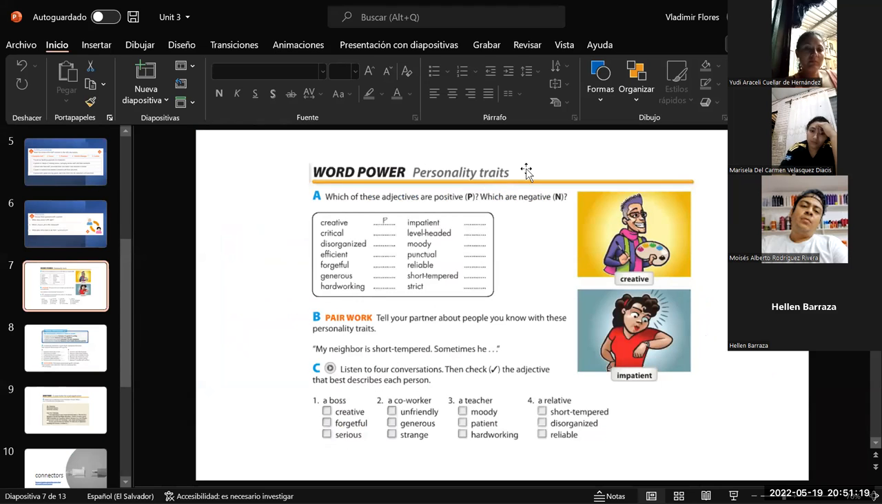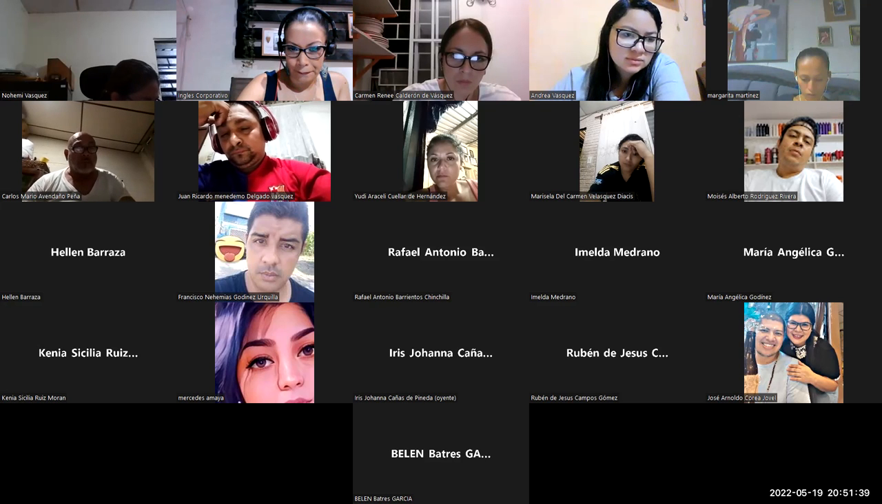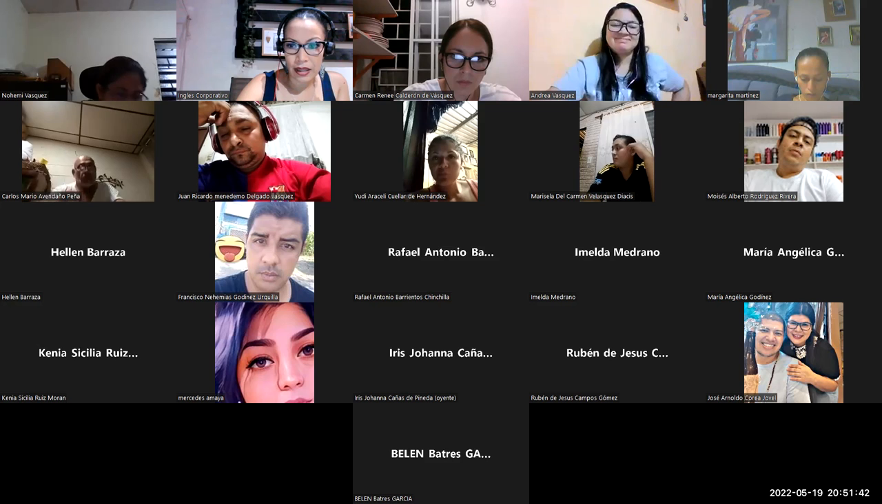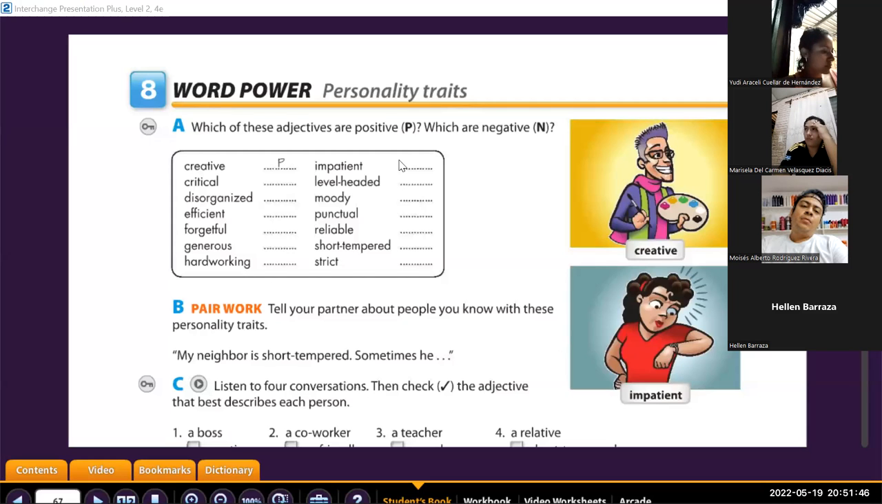What are your personality traits? Do you know what traits is? Can you describe yourself? Or is it a new word for you, traits? It's a new word for me. Okay, like the word traits, it's characteristics that describe your personality. What are your personality traits? So you can say, I am responsible. Yes, it's new. We're going to review it, Juan.